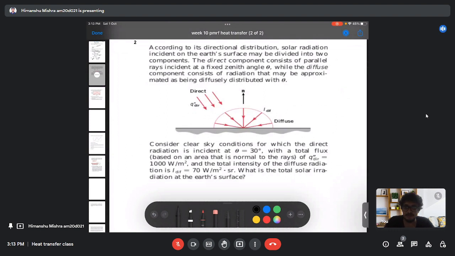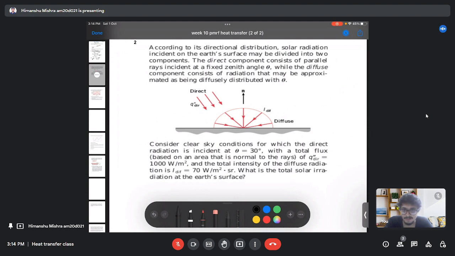So in this question, according to the directional distribution, the solar radiation incident on Earth's surface may be divided into two components. The direct component consists of parallel rays incident at a fixed zenith angle theta, while the diffuse component consists of radiation that may be approximated as being diffusively distributed with theta.